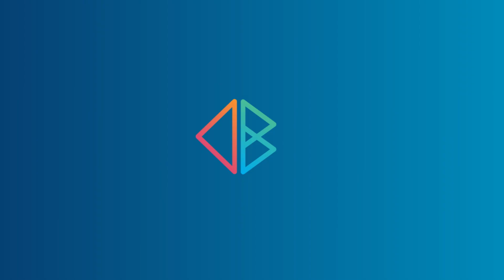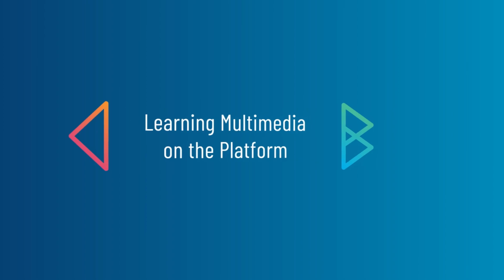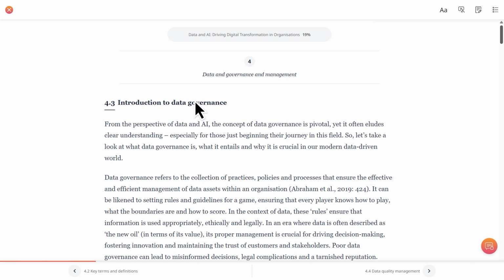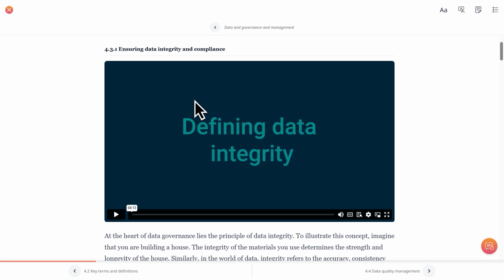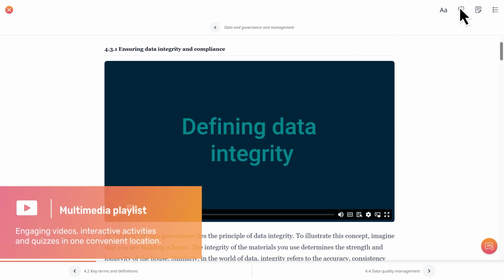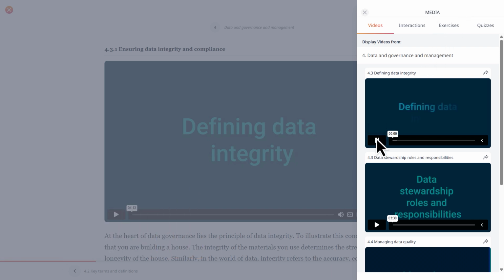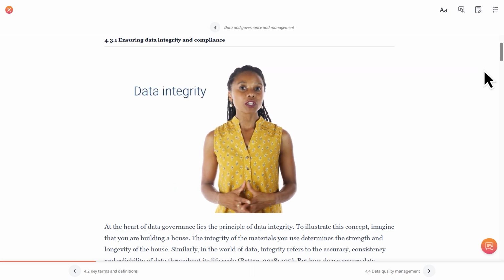Every CourseBook title is packed with dynamic learning media to help you on your learning journey. Videos are seamlessly integrated into the content. However, by clicking on the relevant icon in the top right corner, they can also be accessed via the media playlist. You have the flexibility to watch videos within the panel, jump to their specific sections in the content, or enjoy them in full screen mode.